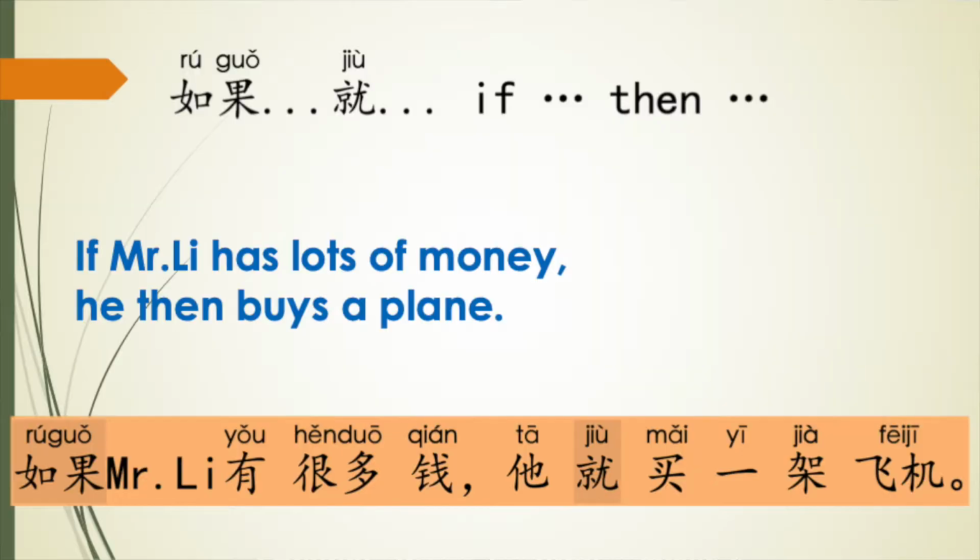Let's look at another example. If Mr. Li has lots of money, he then buys a plane. 如果, if, Mr. Li 有, have, 有很多, a lot of, 很多钱, money, 他就, he then, 买, buy, 买一架飞机, buy one plane. 架 is the measure word. It's the measure word used after a number and before a noun to tell you the specific quantity of the noun. 一架飞机, a plane. We will have other videos talking specifically about measure words.